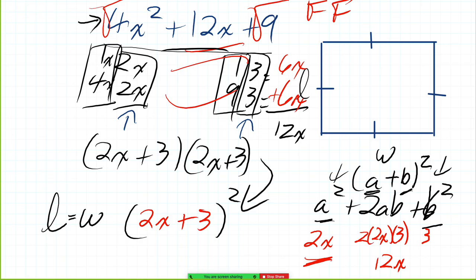So we used two styles of factoring to get to the exact same answer. So we now know that we've confirmed by proof that 2x plus 3 squared is another way you can express the expression. And the side length must be 2x plus 3.